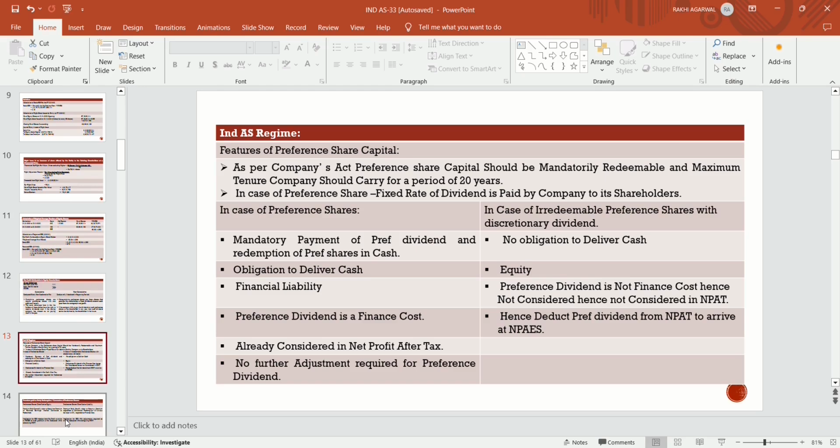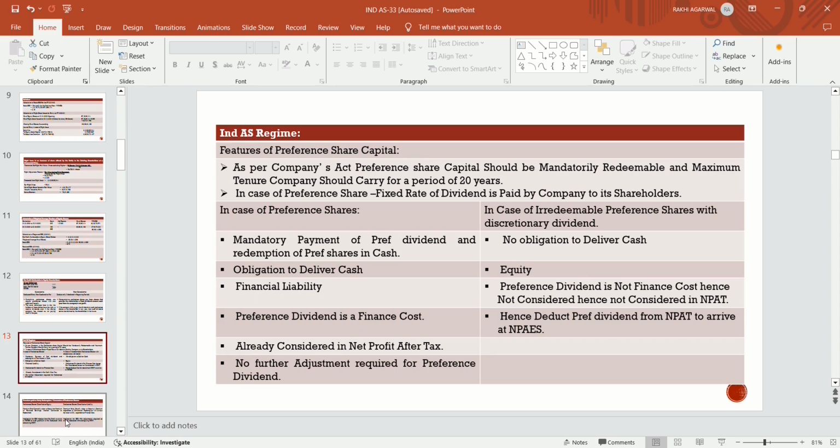In India's regime, the features of preference shares are that, as per the company law, preference share capital shareholders have to be paid before the equity shareholders in case of liquidation. As per the Companies Act also, the preference share capital should be mandatorily redeemable. It will be redeemable after a period of 15 years or 20 years, and the maximum period the company should carry the preference share capital in its books is 20 years. After that, the entity should redeem that preference share capital.